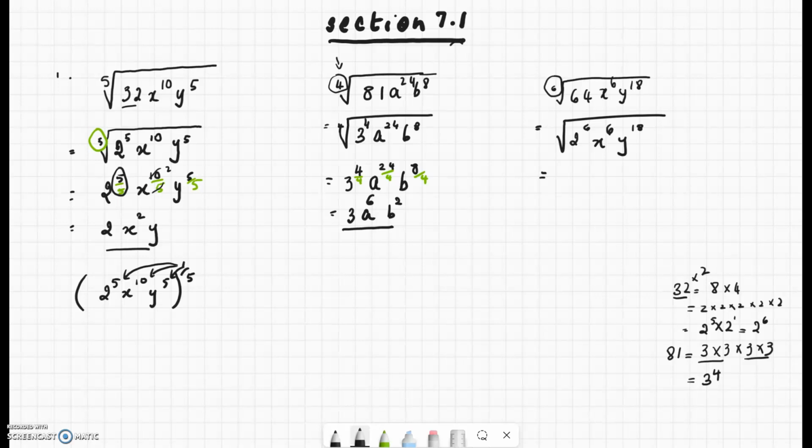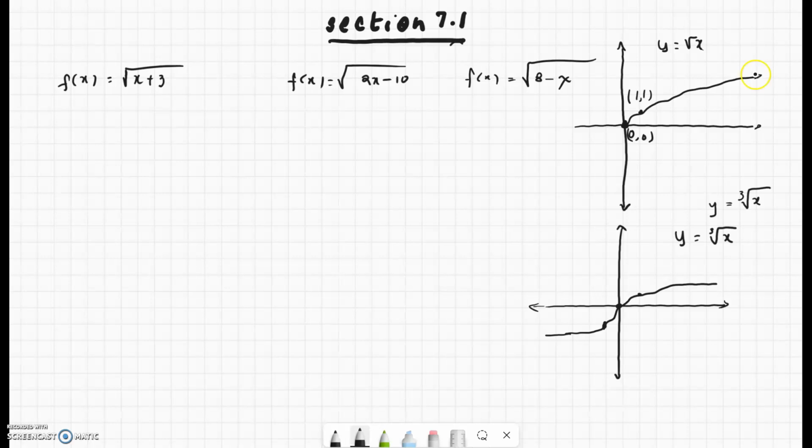So this is equal to, remember, the 6th root, 2 to the 6th, x to the 6th, y to the 18th. Since we are taking the 6th root, we divide each of the exponents by 6. So 6 over 6 is a 1, 6 over 6 is a 1, 6 times 3 is 18, and now we know what our answer is. It's 2 to the 1, x to the 1, y cubed.